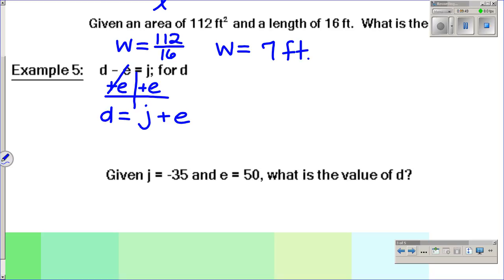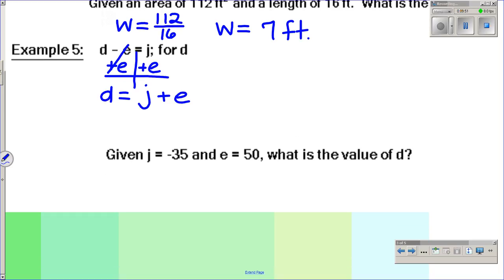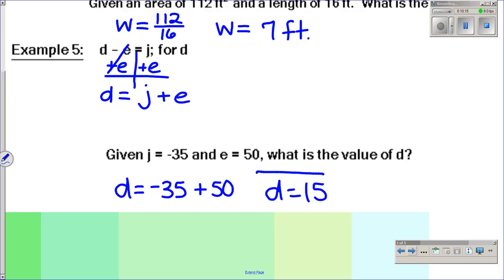Okay, we're now given some values to substitute into the new equation. So it says given j equals negative 35 and e equals 50, what is the value of d? So we're going to say d equals, j is negative 35, and then plus e, e is 50, so we just need to calculate negative 35 plus 50, so we'll get d equals 15.